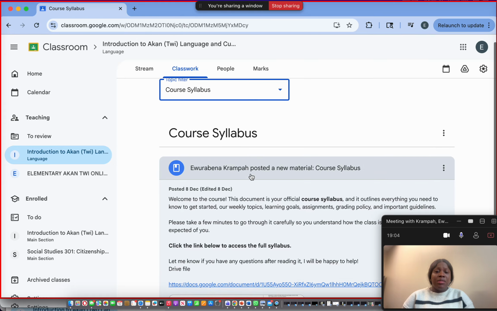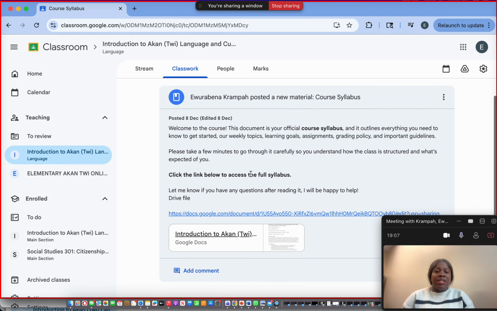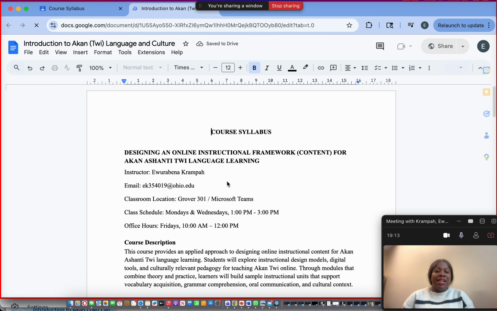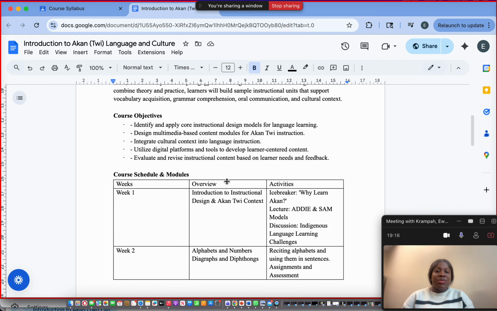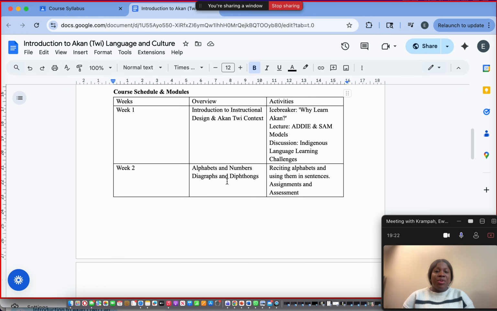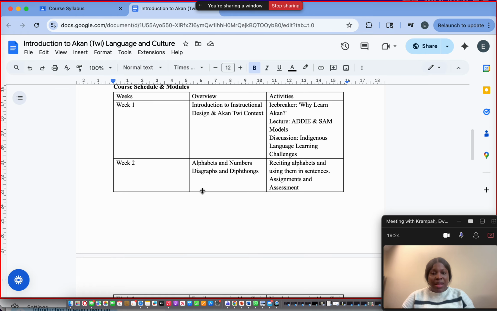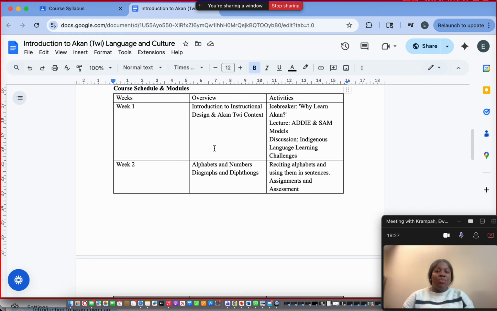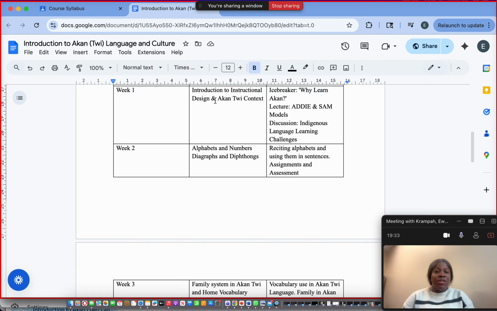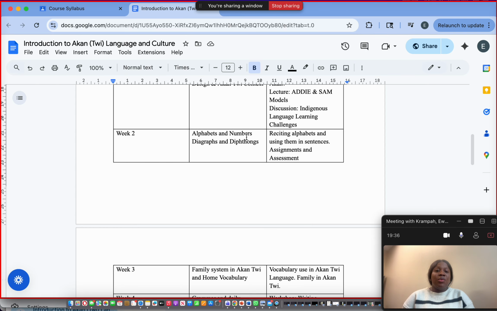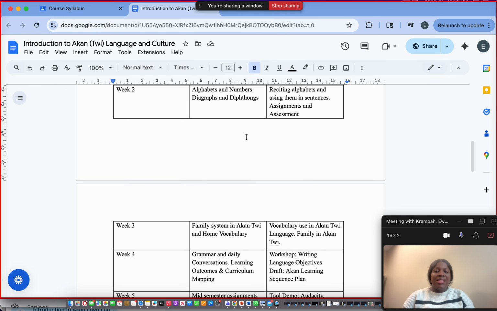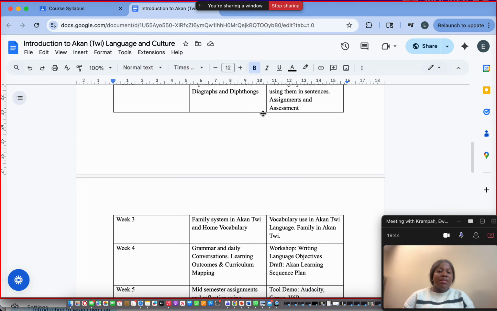This is the course syllabus. So the course syllabus is here, and basically the course syllabus takes students through what the course is about, the course description, the course objectives is also here, the course schedule and modules, which gives students week by week overview of the course. So in week 1, instruction to the design part of the course that the student will use to access coursework. So they'll go through that, discuss a little bit about the course and challenges they might be facing. Week 2 are alphabets and numbers, diagrams and diphthongs.